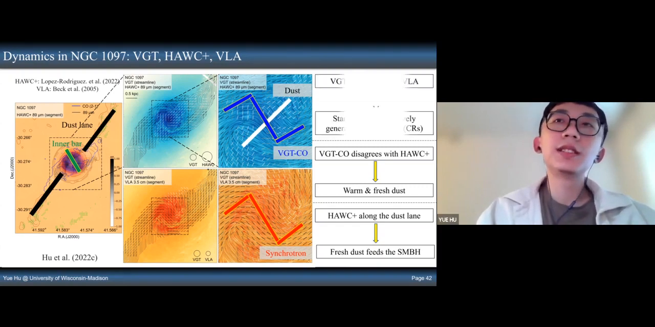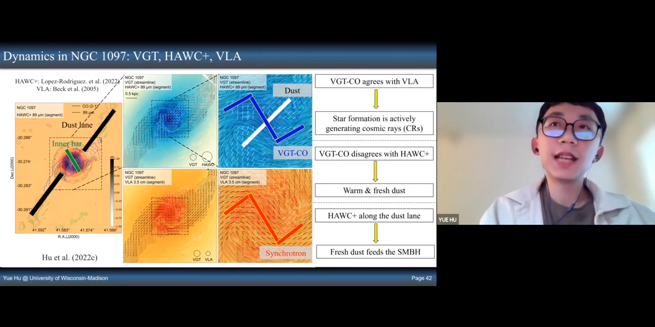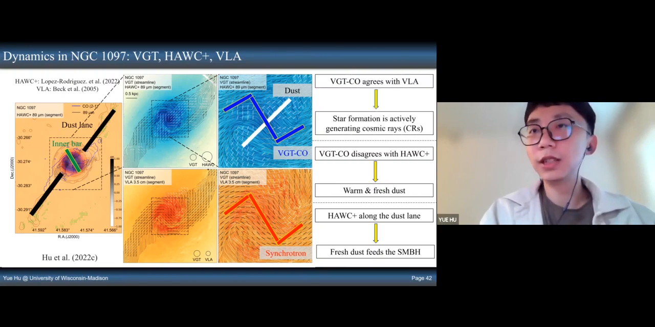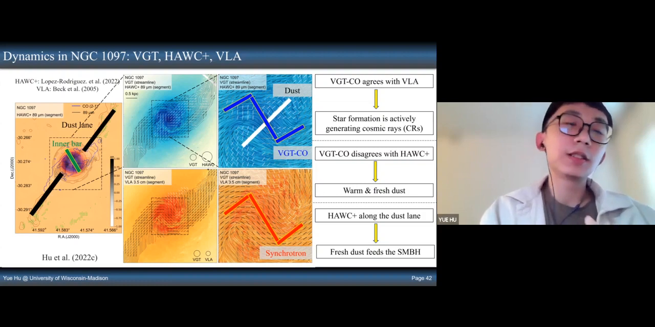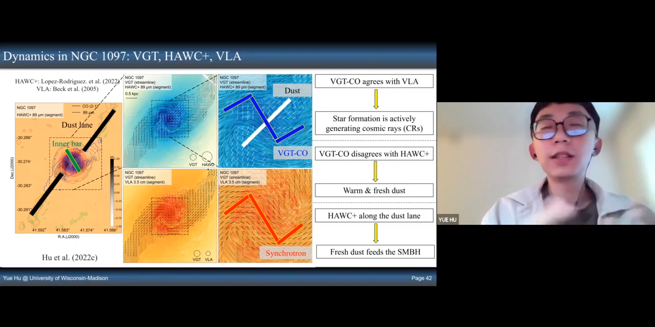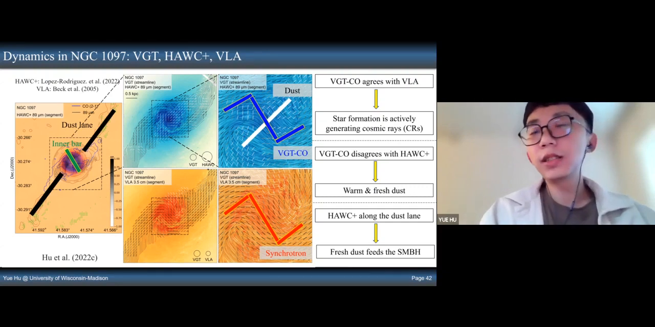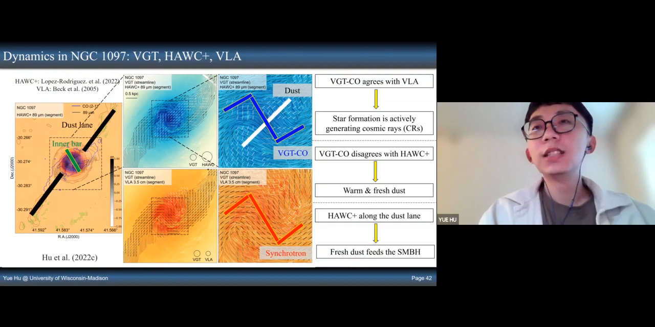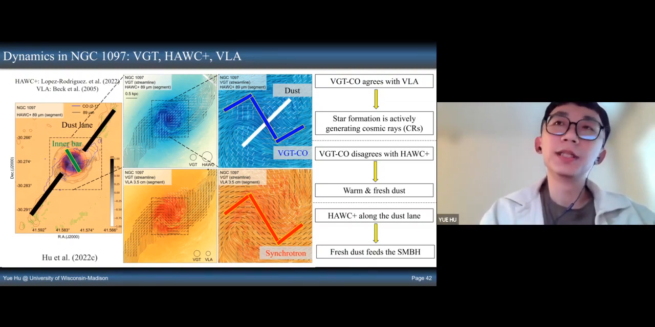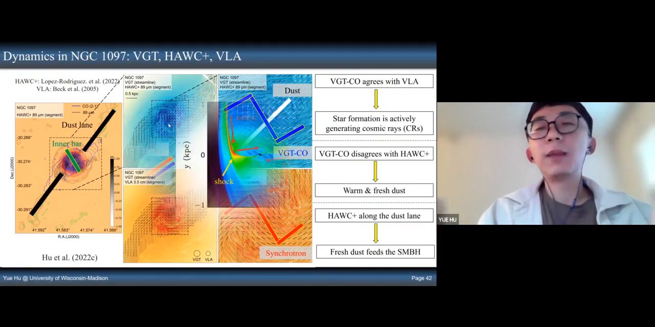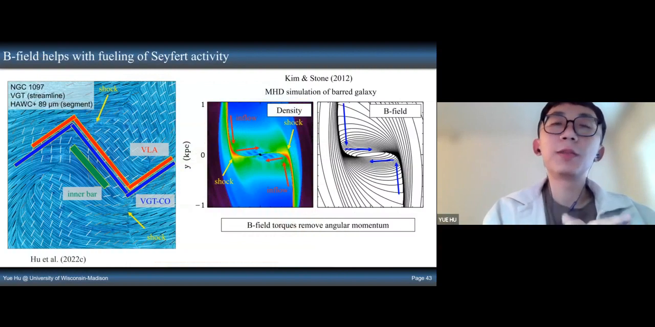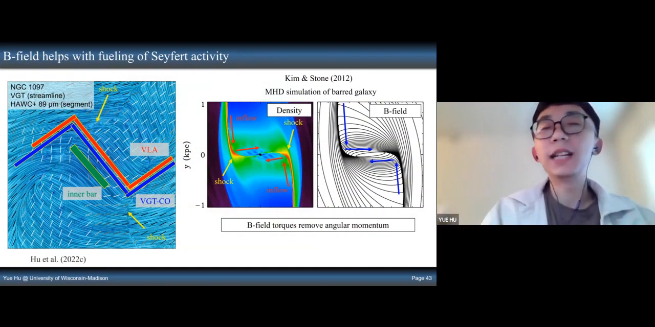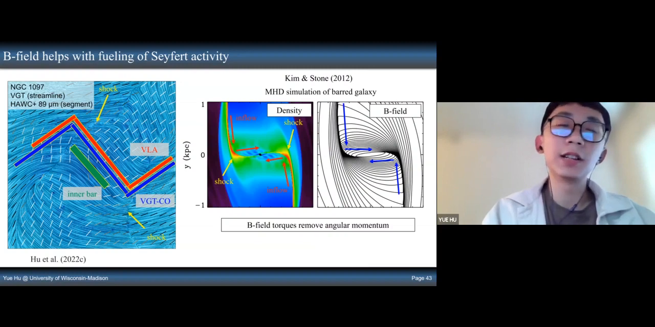So our explanation is that the star-forming regions in this galaxy are still actively generating cosmic rays, and the cosmic ray cooling time is relatively short. So the synchrotron measurement in this case is still dominated by the contribution in the galactic disk or in the star-forming region. Therefore, we see such agreement between the CO measurement and the synchrotron measurement. And this is the comparison for different methods, but again, our purpose is to confirm the magnetic field's role in building the galactic nuclei.